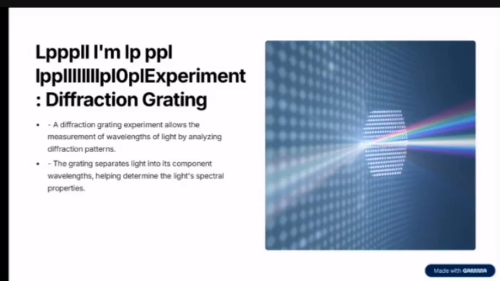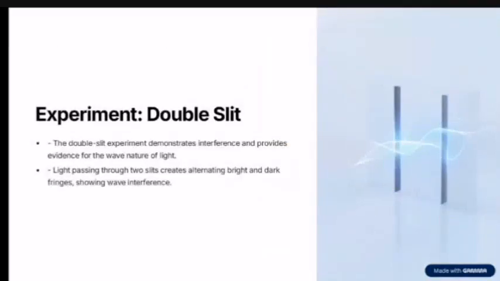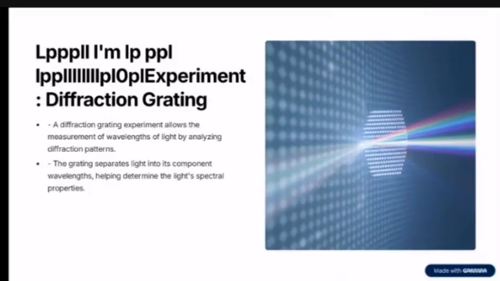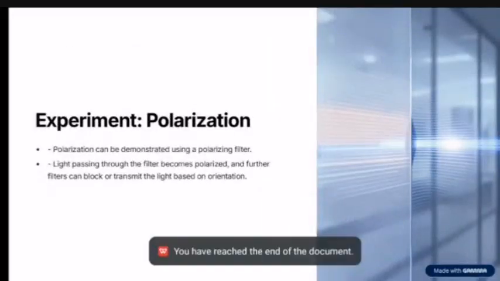No, it's a typo error. I think the person that was typing this, when he pressed the keyboard, did not know that this extra word was being typed. The real thing is just experiment diffraction grating. This was supposed to be experiment double slit, experiment diffraction grating, experiment polarization. So that's just it, and that's the end of the lesson.